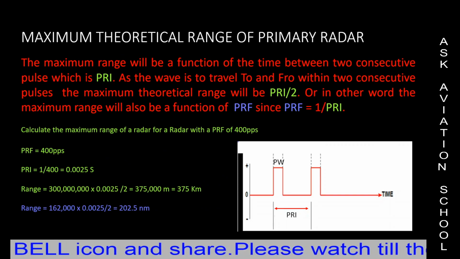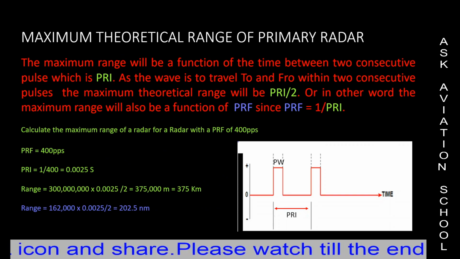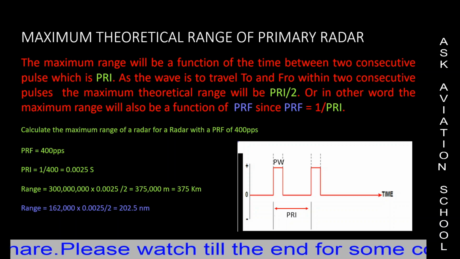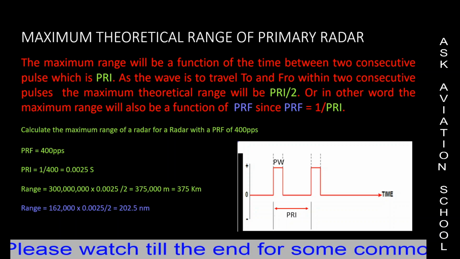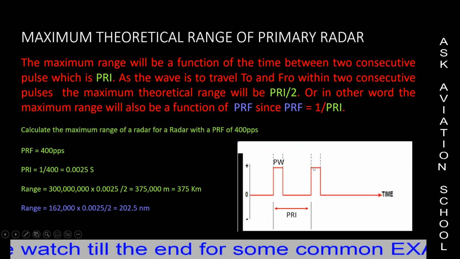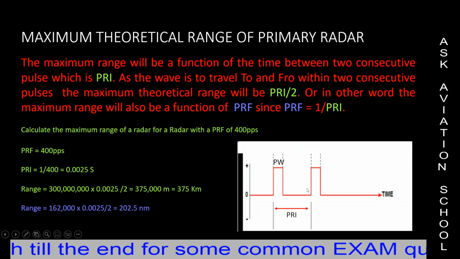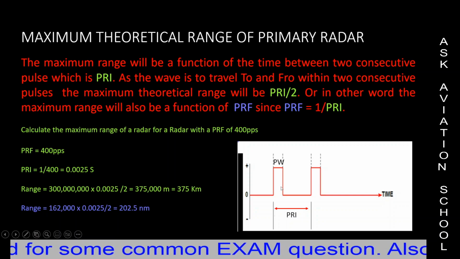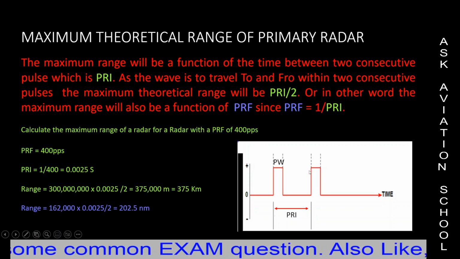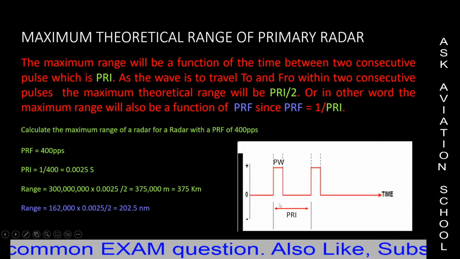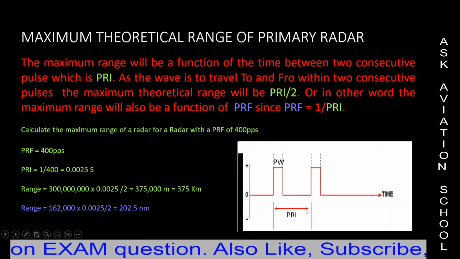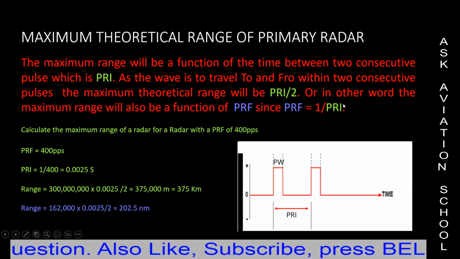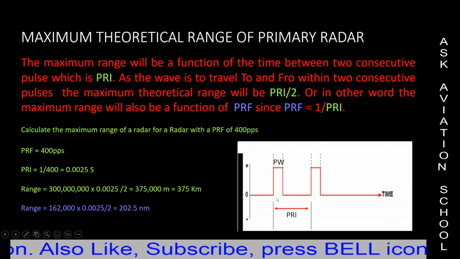So how much can be the maximum theoretical range of the primary radar? The maximum range is a function of the time between consecutive pulses, which is known as the PRI. Before I start transmitting the next signal, I have to receive the reflected signal from the aircraft. Till the time I receive the reflection from this aircraft, I cannot transmit. So this gap, the pulse interval, defines the maximum range. Within this period of time, the wave has to go towards the aircraft and come back from the target to the antenna.